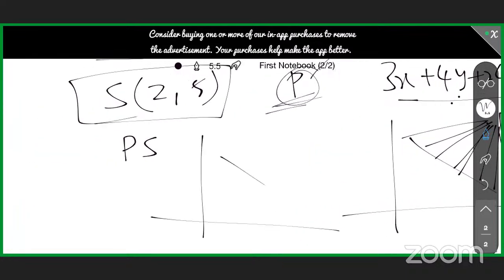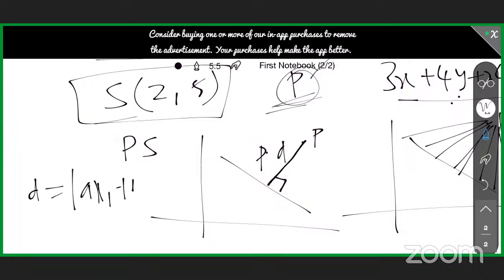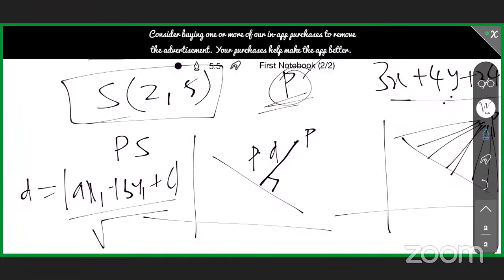If there is a line and if there is a point, the point will choose the shortest path, that is possible only through the perpendicular. So this distance we call the perpendicular distance, and that is given by d is equal to mod of Ax1 plus By1 plus C by root of A square plus B square.